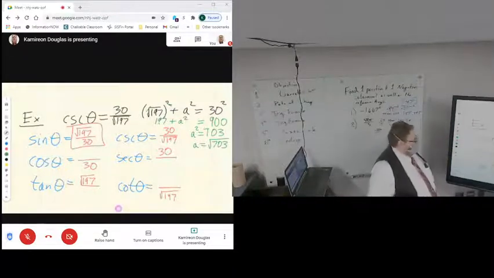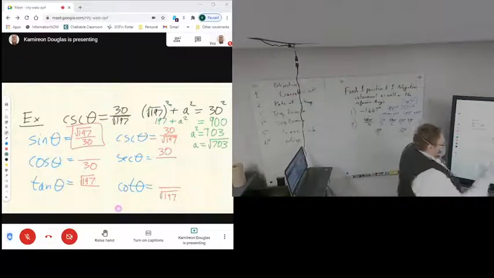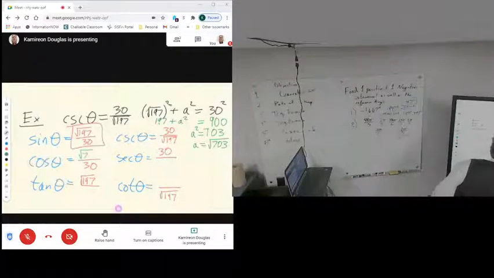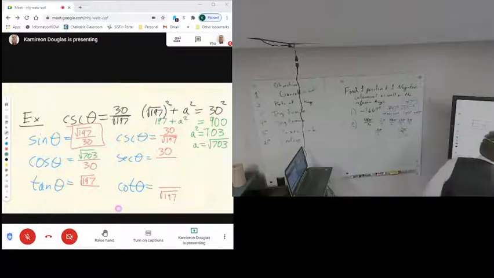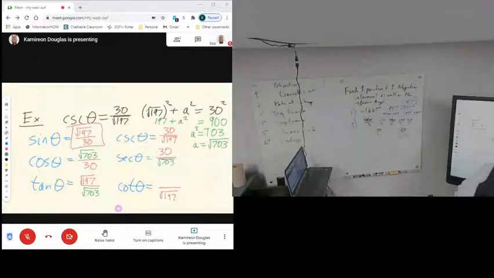At this point, I can just plug a into my four equations that I have left to do, and I'm done. I just have to simplify what I can. So cosine, remember, is a over h. My a, square root of 703. Tangent is o over a, so square root of 703 goes on bottom. Secant is h over a. Square root of 703 goes on bottom. Cotangent is a over o. Square root of 703 on top. As long as I simplify what I can, I'm finished.